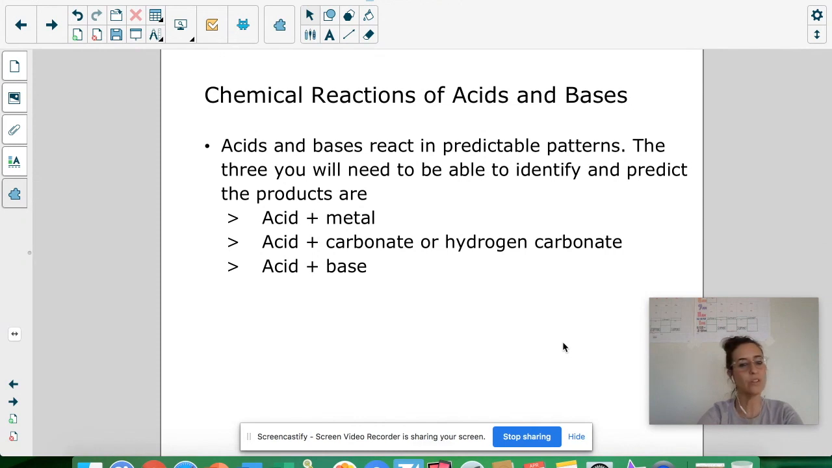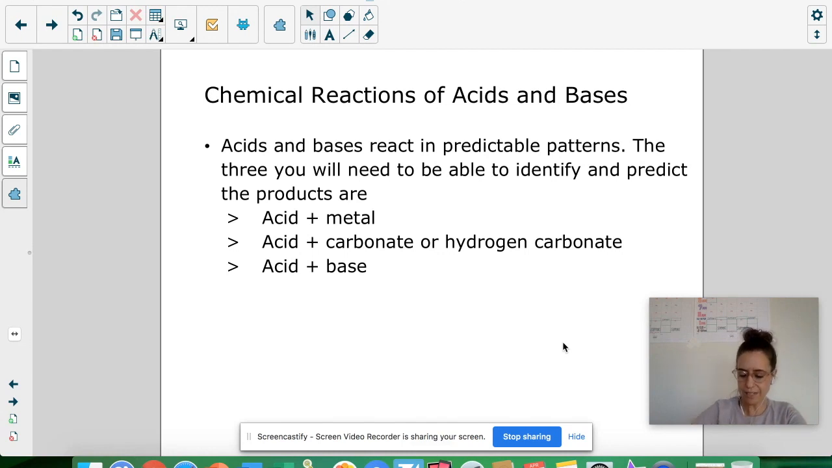Okay, so we are going to learn now different types of chemical reactions that acids have with either metals or other kinds of substances. What this is saying is that acids and bases react in predictable patterns, meaning that when you have an acid that reacts with a metal, you most likely know what's going to happen. You can predict the products. We're going to see 3 cases here: when an acid reacts with a metal, when an acid reacts with a carbonate or a hydrogen carbonate, and when the acid reacts with a base.